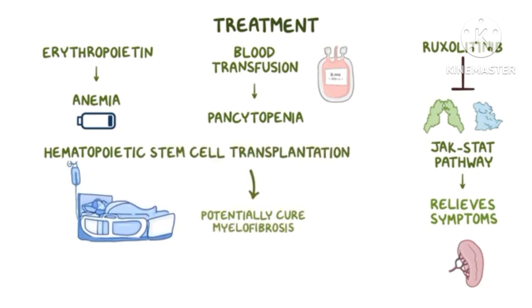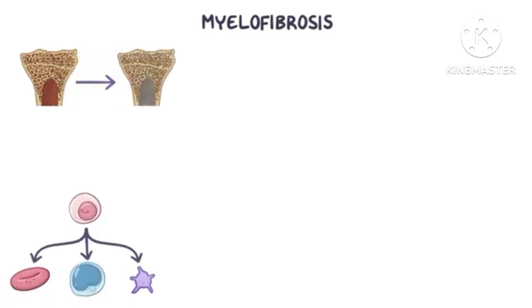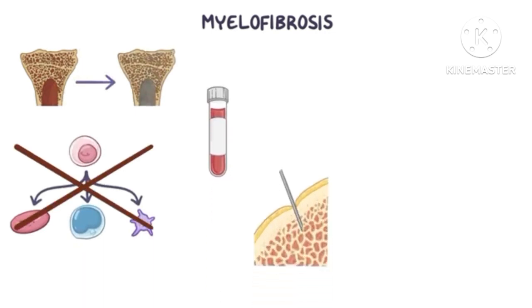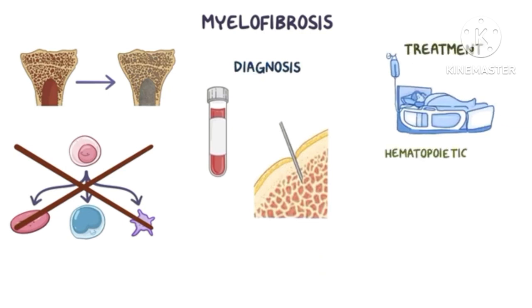Alright, as a quick recap, myelofibrosis is a rare bone marrow disorder where the bone marrow tissue is replaced with fibrotic tissue, and that interferes with blood cell production. Blood tests and bone marrow biopsy are crucial for diagnosis. It can be treated with hematopoietic stem cell transplantation and ruxolitinib.